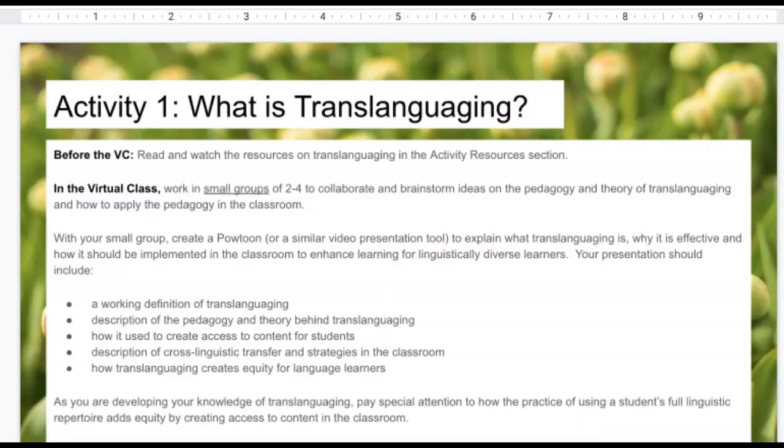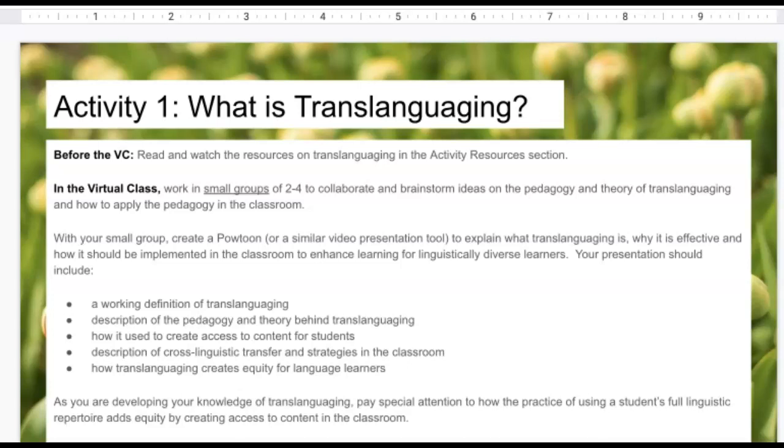Okay, so for activity 1, what is translanguaging? You have some resources that you've probably already seen by now, and we are not going to work in groups for this one. Individually, you are going to create a Powtoon presentation, ideally, or a similar video presentation tool. There are some great ones that you can use for free, and it doesn't matter if they have a watermark on them. Sometimes with the free resources, unless you pay, you have to have a watermark, which is completely fine.